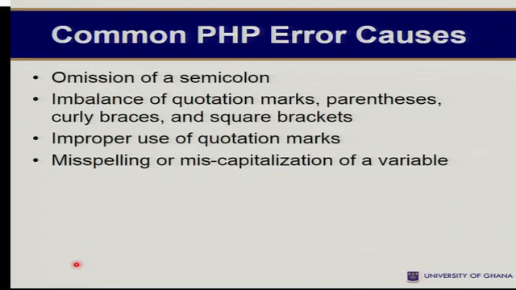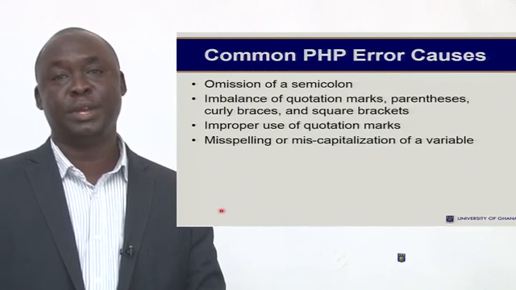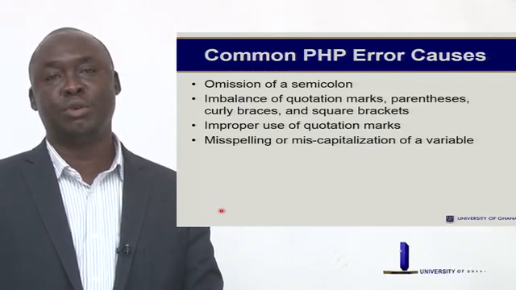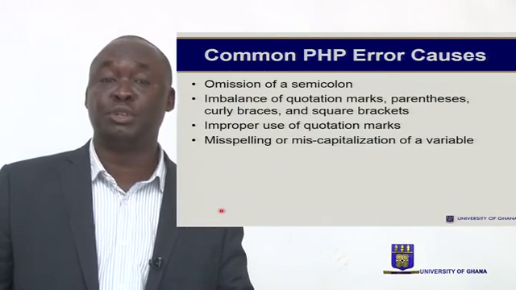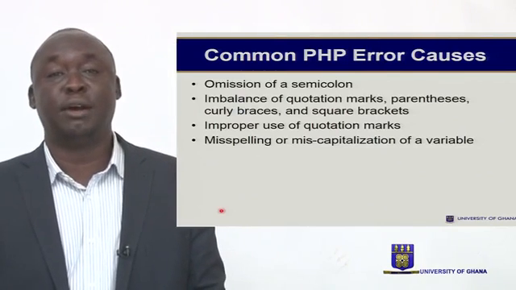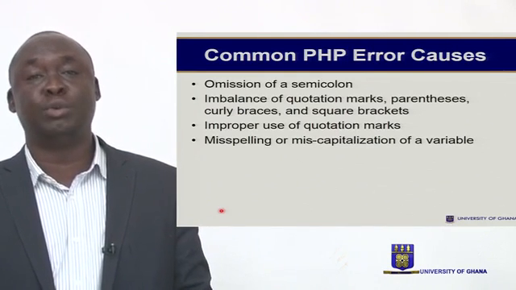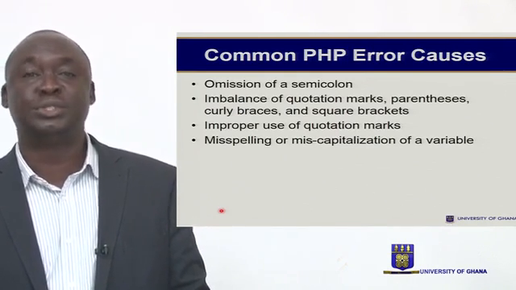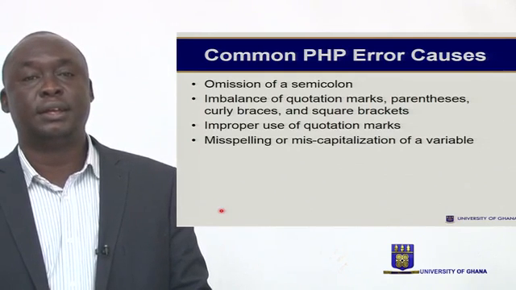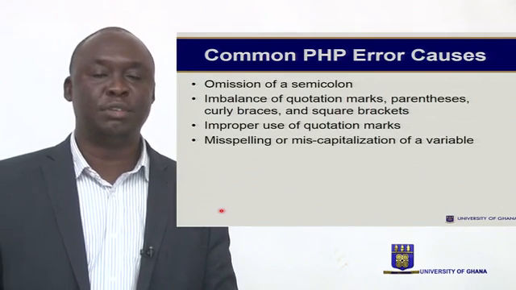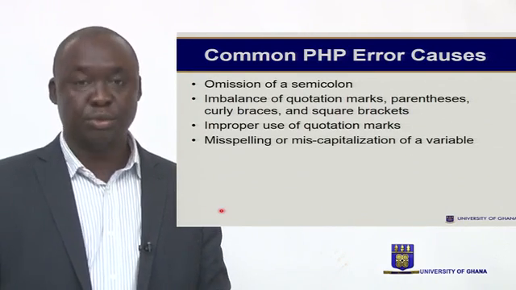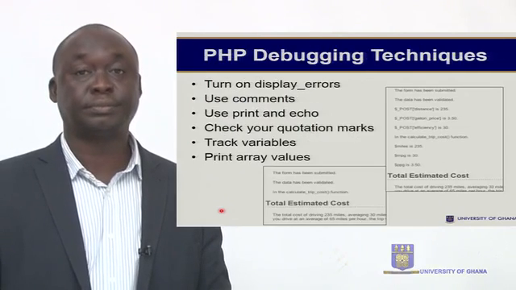You open brackets and you fail to close them. You open curly braces somewhere and you fail to close them. All this will give you errors. Also, improper use of quotation marks. We have explained that earlier, how we can use double quotes and single quotes. Also, misspelling or miscapitalization of a variable name. If you change your variable name somewhere along the source code, you're going to have errors.